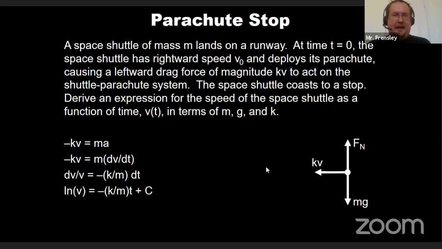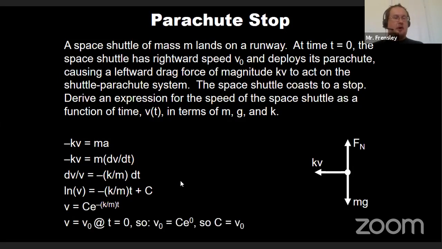Now, raise e to both sides to get rid of the natural log. So v equals a new constant, which is not the same as the other constant, times e to the minus k over m times t. However, we do not know what the constant is unless we apply initial conditions.